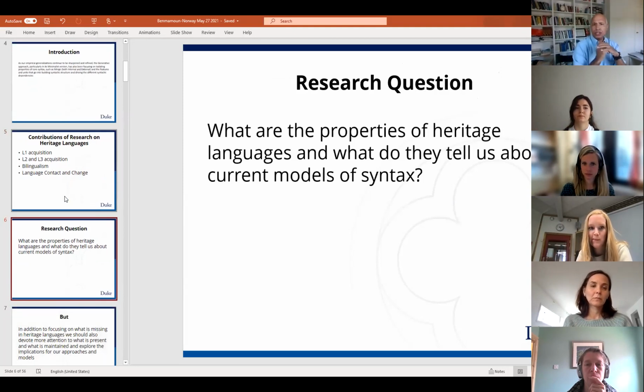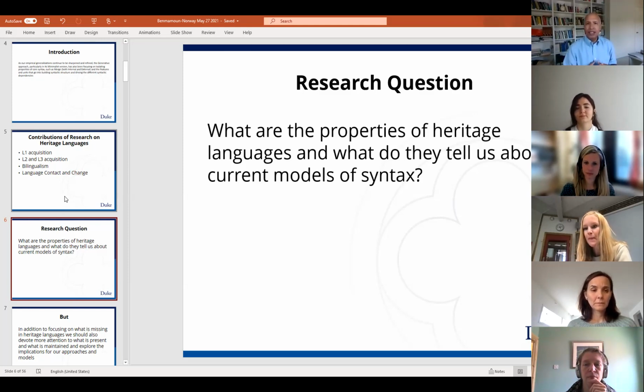So the research question that I want to explore here, and this is really, as I said, more of a reflective mode, saying, let's take stock, at least for me, for working on Arabic, let's take stock of the findings that we have to see what kind of light those findings shed on the model. So what are the properties of heritage languages? And what do they tell us about current models of syntax?